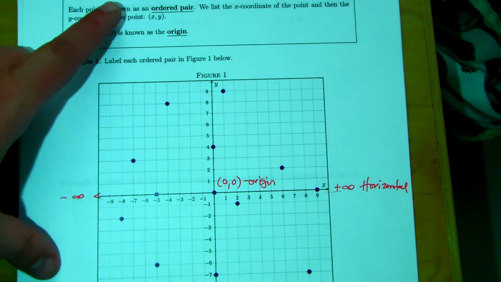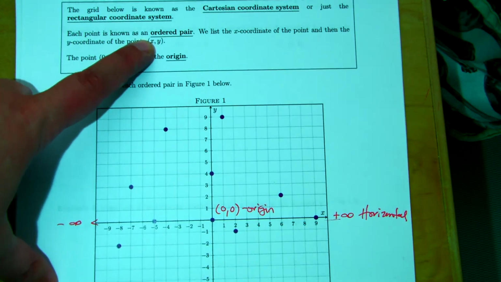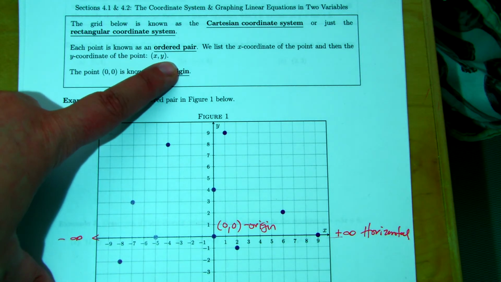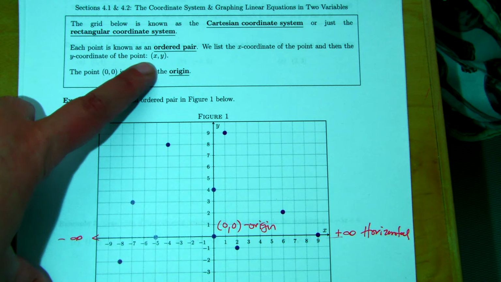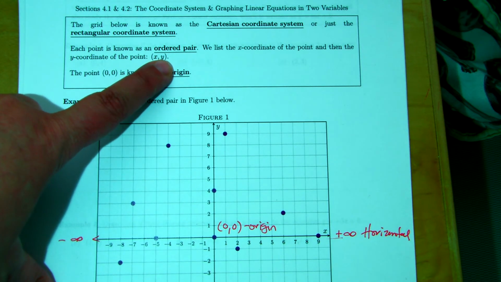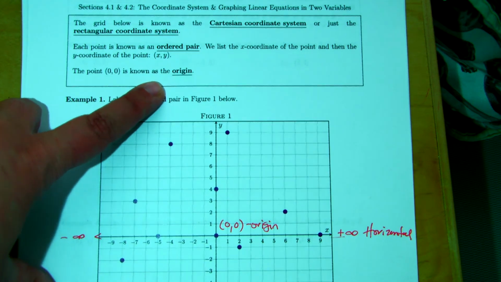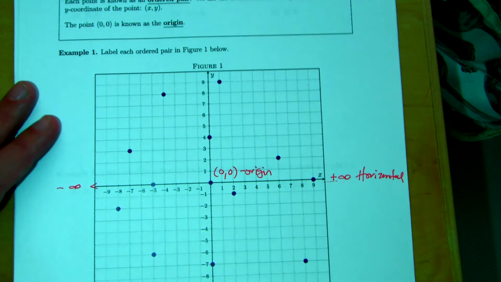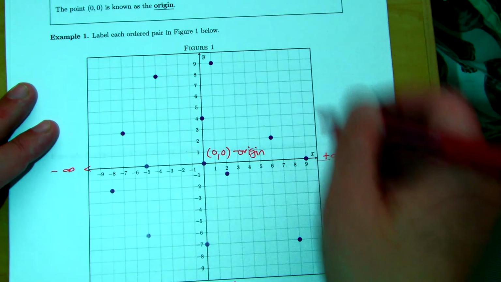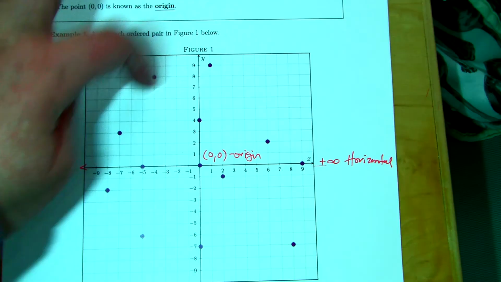Okay, so the Cartesian system is known as a rectangular coordinate system. Each point is known as an ordered pair, and that's important because the order matters. We list the x-coordinate of the point and then the y-coordinate. So x comes before y in the alphabet, x comes before y with our ordered pairs. The point 0, 0 is known as the origin or the beginning. And so if we were going to start to put some numbers on these, the x and y axis cross to form 4 quadrants.